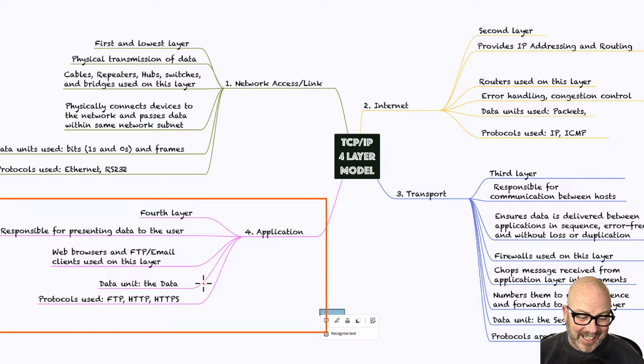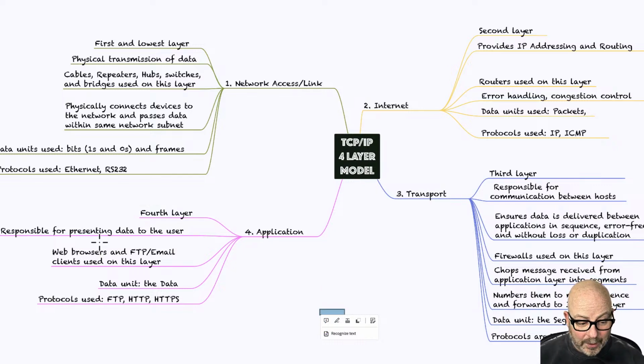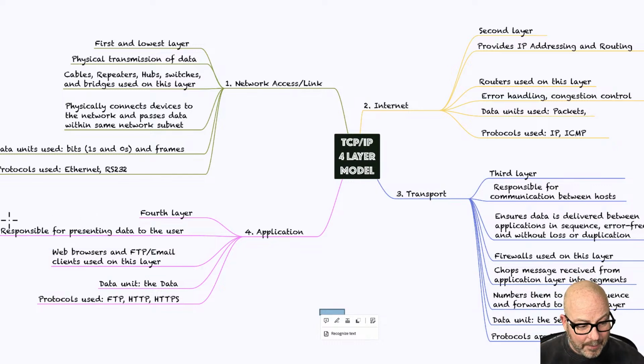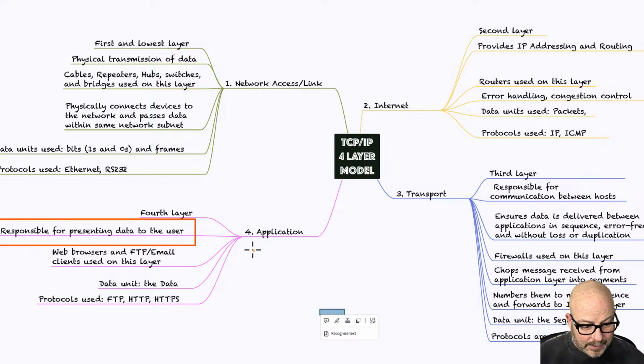The application layer is the fourth layer. Something else worth remembering is that the higher the level of the layer, the closer it is to what we humans are actually doing. So on this layer, the fourth one, this is where your web browsers work. So if you're using Chrome or Edge or whatever, this works on the application layer. So this layer is responsible for presenting data to the user. FTP, HTTP, remember all of those? They all sit on this layer.